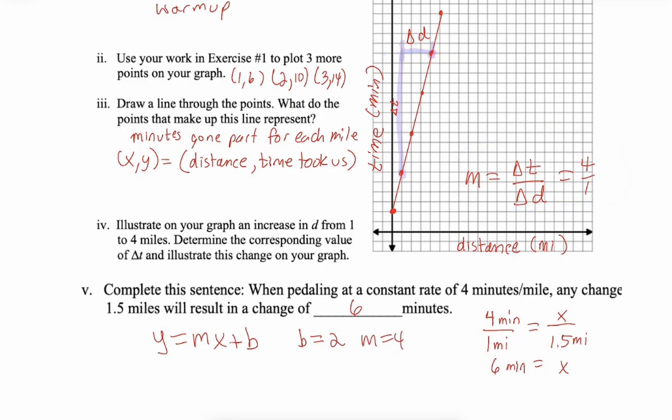So we actually have an equation to find any particular point along the line, as long as the x values that we are plugging in are distances. And so we get y equals 4x plus 2 as the equation of the line. We would plug in a distance and we would find the time.